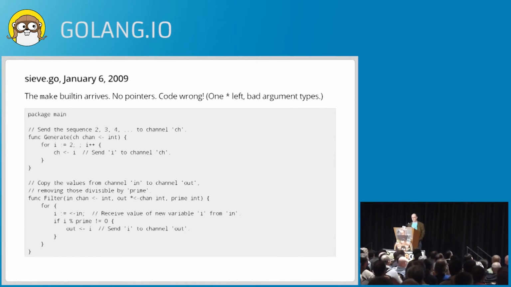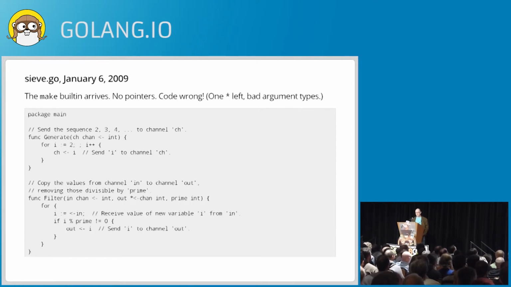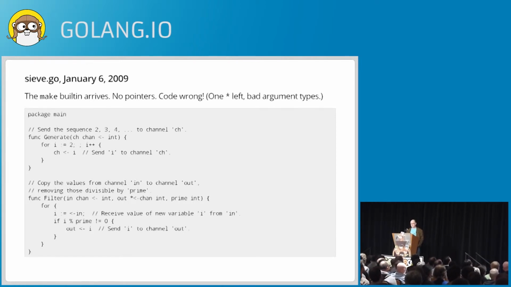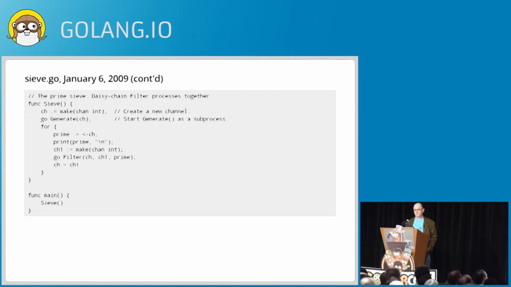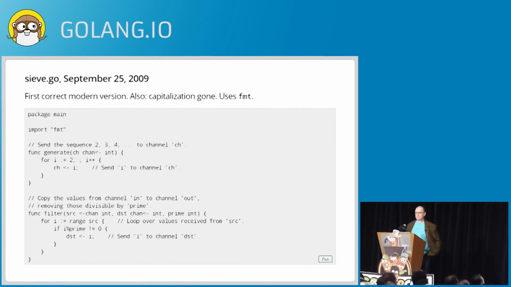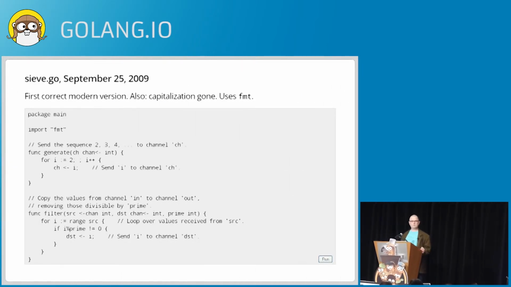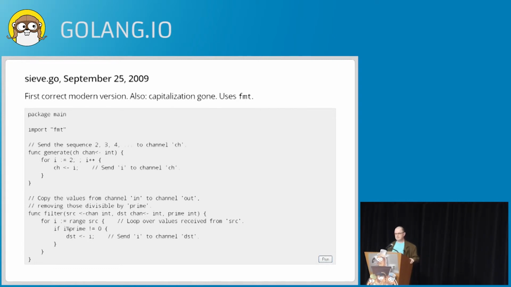This is out of the spec on that day because there's still a star left, and the channel types on the filter function are completely garbage. We didn't run it because, again, we were idiots. So this doesn't work. But then just before the release, I finally said, we should probably make sure the Sieve program actually runs in the spec. And so I went through, and sure enough, it was broken.